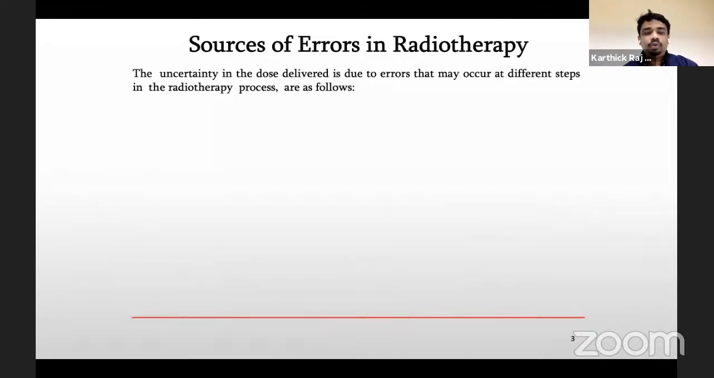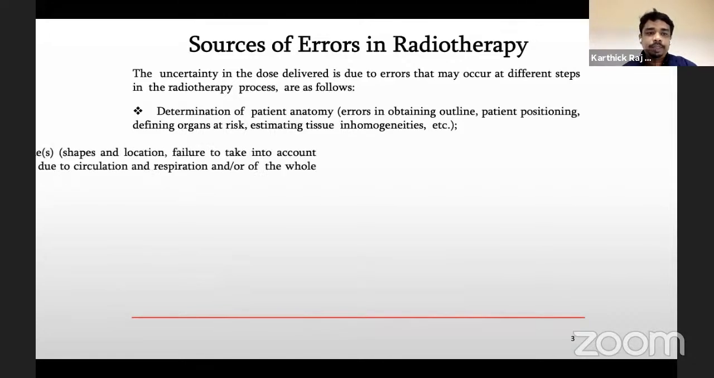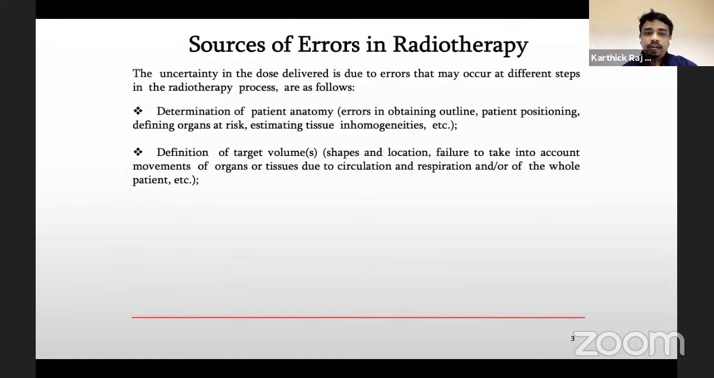The main sources of uncertainties in radiotherapy start with the different procedures: patient anatomy, errors in the outlining of the patient structures, positioning of the patients, delineation of the organs at risk, and when you do the dose calculation, estimating tissue inhomogeneity. There are a lot of other parameters which can create an error in radiotherapy. Defining a target volume is a major source of uncertainty.